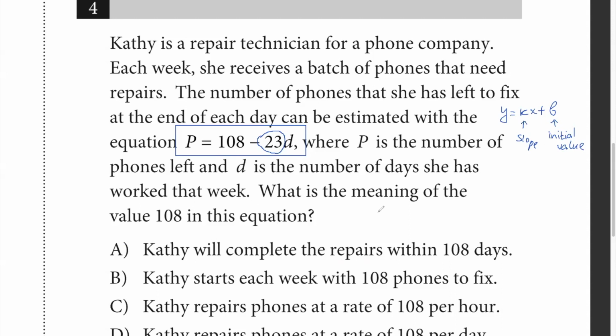Now let's check the cases. Look, 108 days. Number of days is D, not 108. 108 per hour. We don't have anything here which is related to hours, so we can eliminate case C also. 108 per day. Look, per day, that is slope, which is minus 23 right here, so it is not the answer. The answer will be B, starts each week with 108 phones. That is the initial value, and it's going to be our answer.